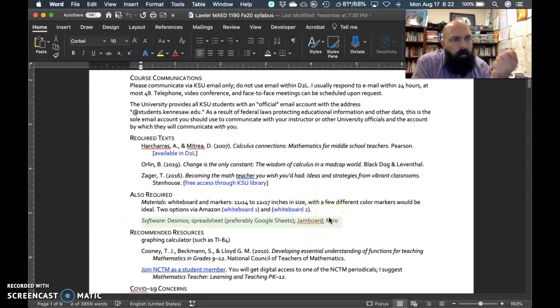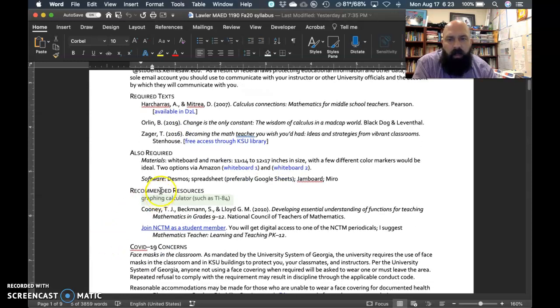Jamboard and Miro are whiteboarding software that we might occasionally use, maybe less to show mathematics and symbols, but to do some other types of projects. Desmos is a graphing calculator, and we'll do some spreadsheet work as well. I'm not requiring you to buy a graphing calculator because I think anything you might need can be done by Desmos, but if you have one, I think you'll find it useful.